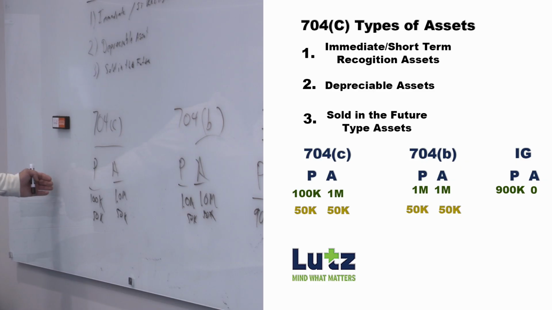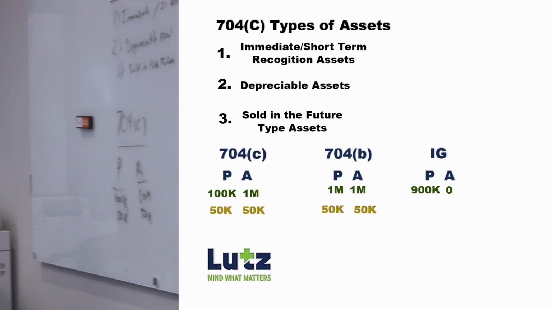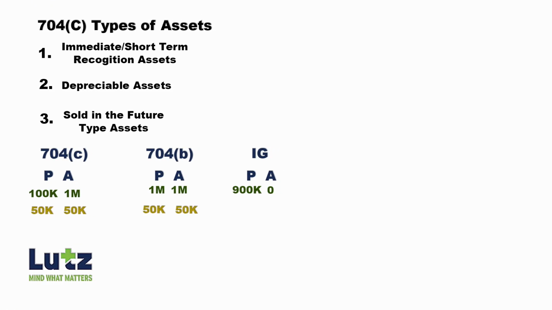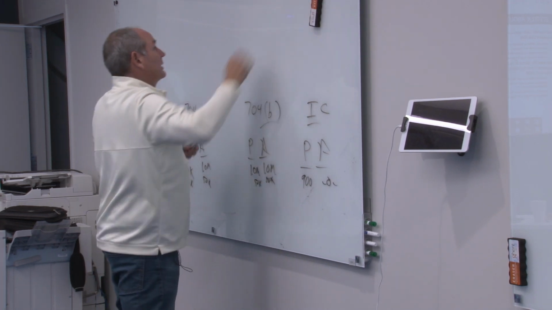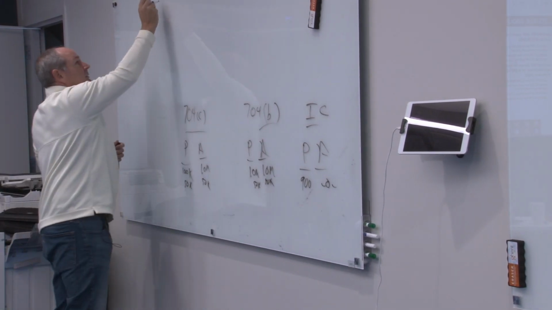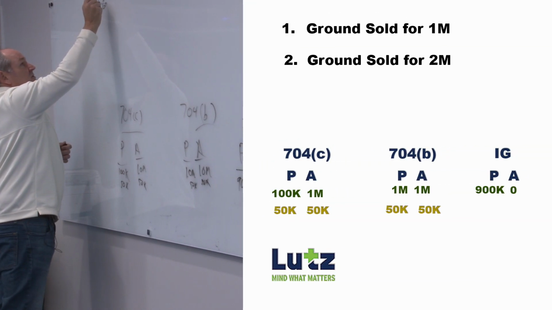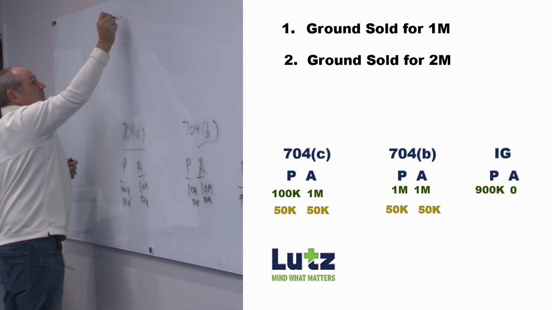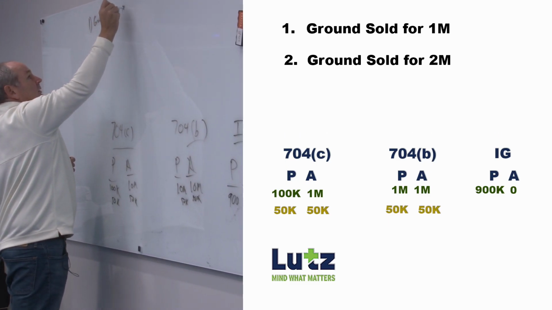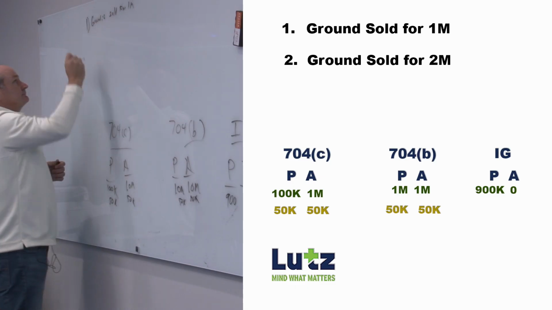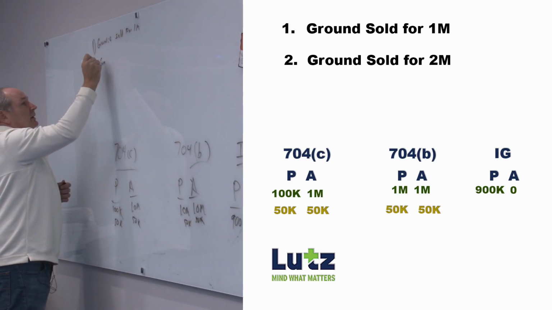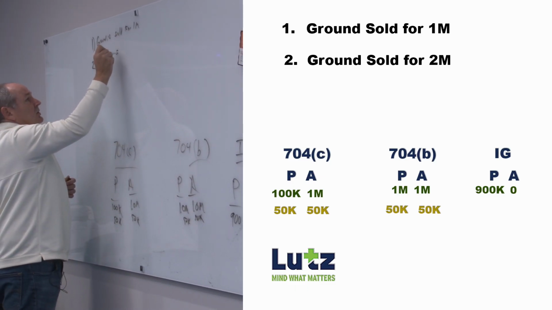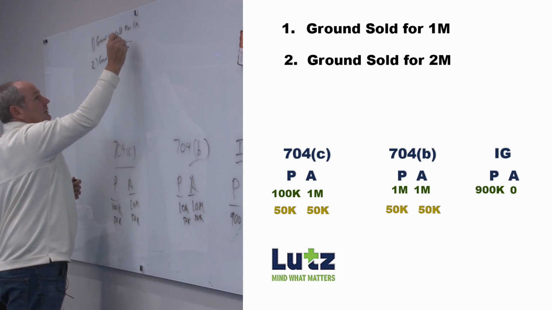900,000, which would be specially allocated to Pete. Yes. Okay? So what we're shooting for, we're going to do this two ways. One, the ground is sold for 1 million. Two, ground is sold for 2 million.